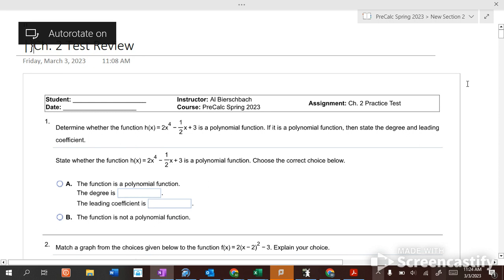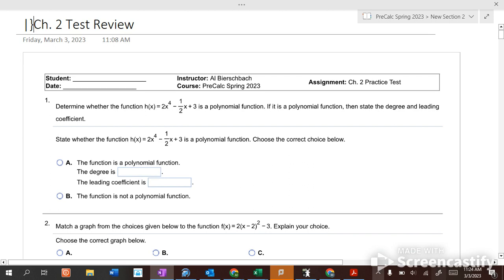So at the start of the chapter, we have to figure out whether this is a polynomial function or not. Are we dividing by any variables?